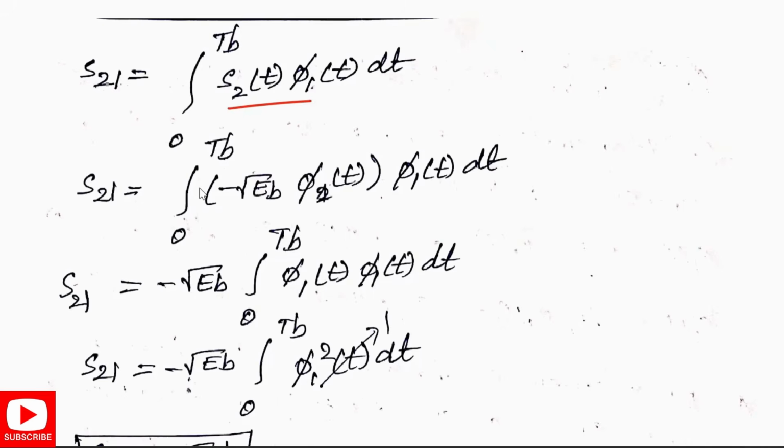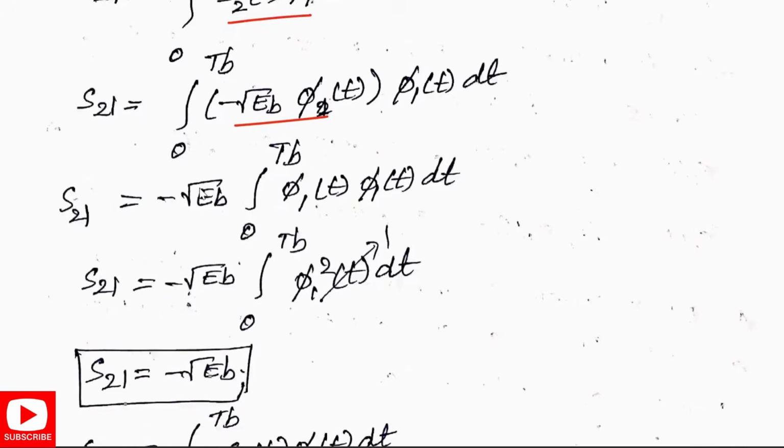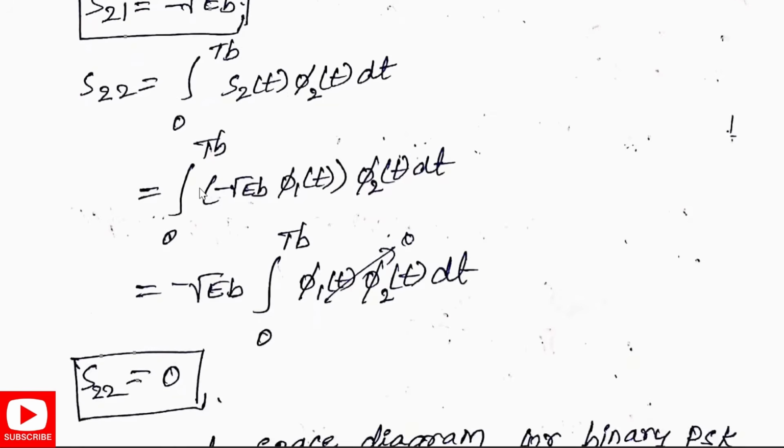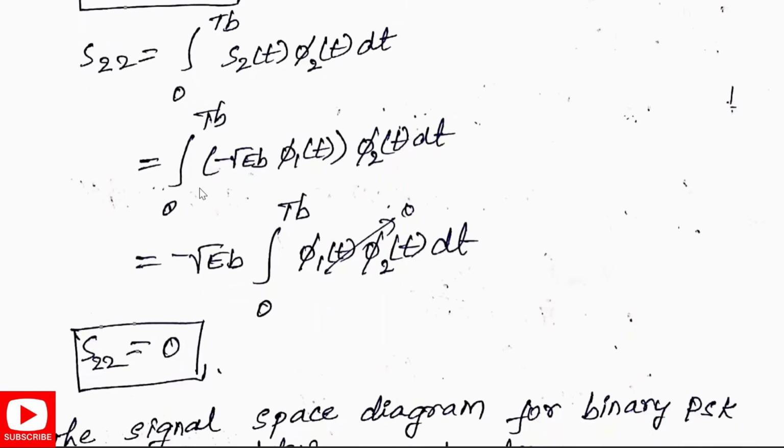Next, S21. As for S21, same way, S2 of t. For that, you will substitute this, and here minus square root of EB is taken as a constant out, and our phi 21 squared is what? 1. So 1 squared is 1, and from the limits and simplification, we get S21 as minus square root of EB. So next is S22. In S22, same way, S2 of t is written like this, then it is multiplied, so it is 0. So S22 is 0.